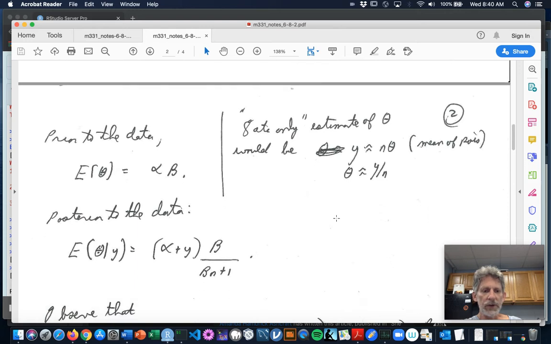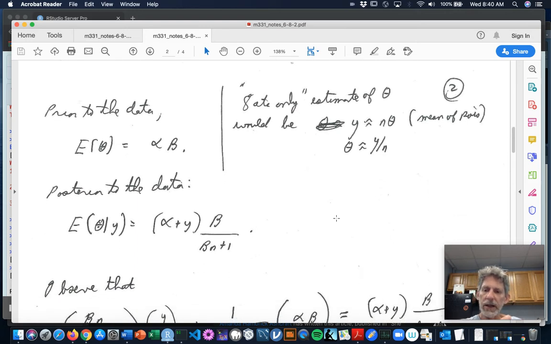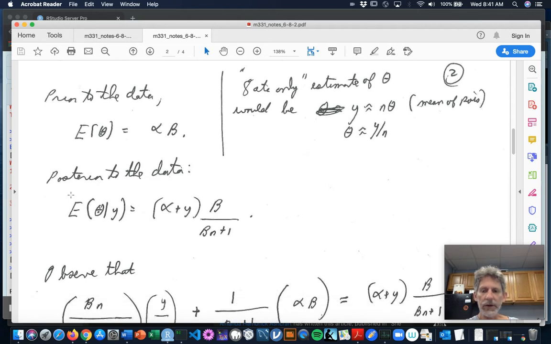But of course, what you're going to do is combine the prior knowledge of theta with the data knowledge of theta and use the posterior distribution to get an estimate. So why not do the conditional mean of theta given your data Y?